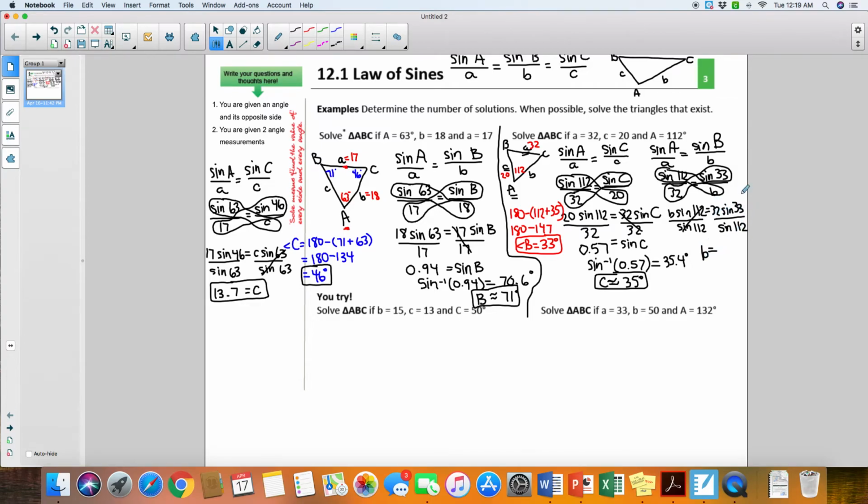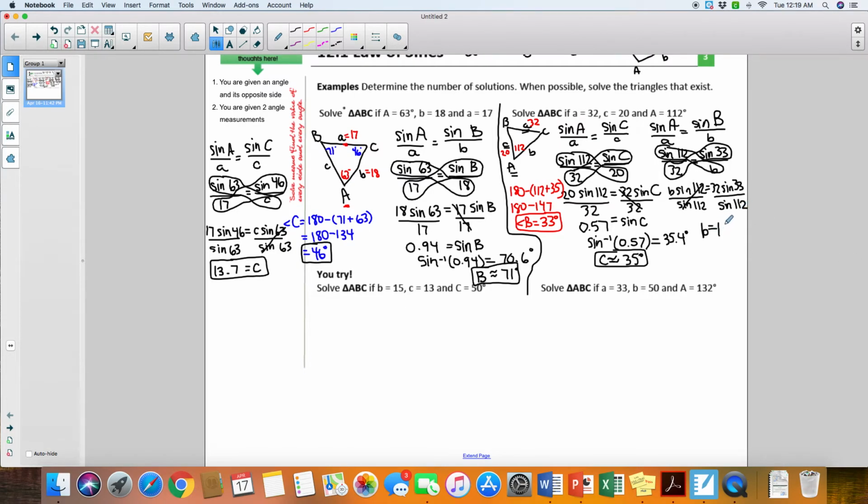Again, the top needs to be in parentheses. So I will do 32 sine of 33, closing my parentheses, making sure to close both if you do have two sets. Then I will press my division sign, and I will press sine of 112. And I would get 18.8. So little b would be 18.8. Those are two examples of how to solve triangles using the law of sines.